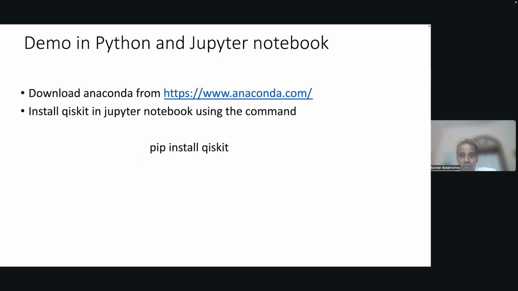Now, I have spoken to you about how gates are represented in quantum computers. For running any quantum algorithm, we require the Python programming language. If time permits, I would have shown it.